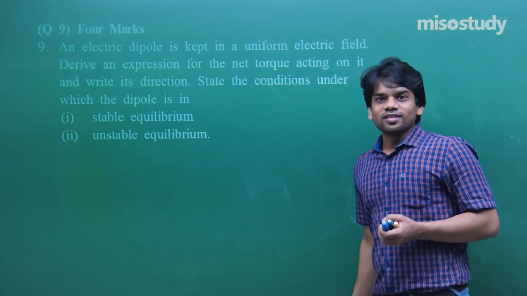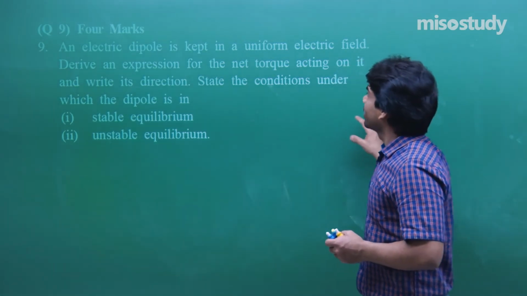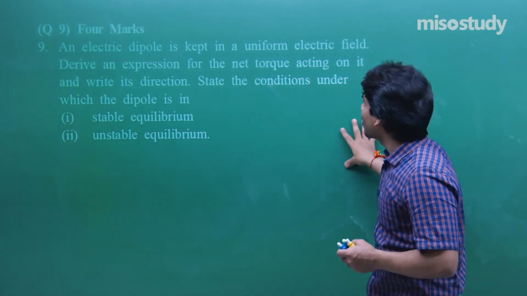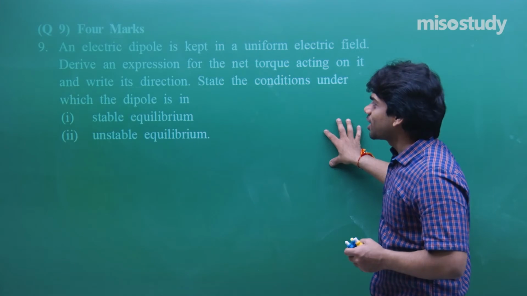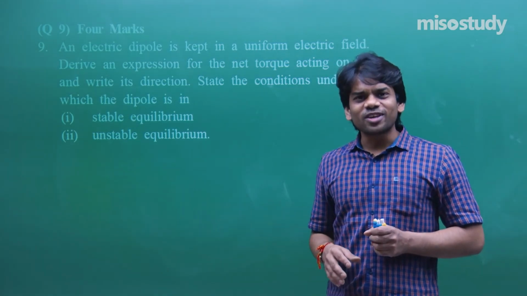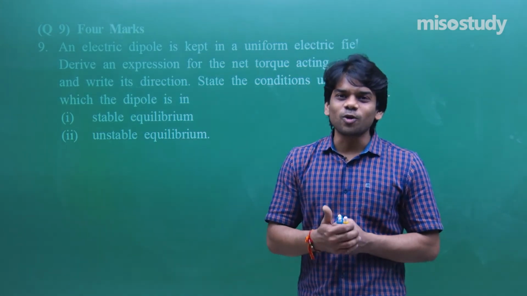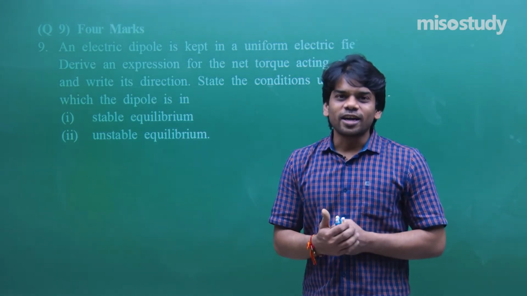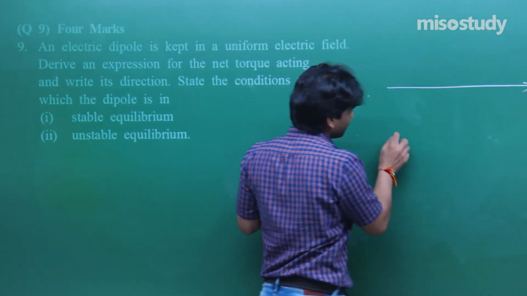Four marks question. After 3 marks, we have 4 mark question. Question number 9. An electric dipole is kept in uniform electric field. Derive an expression for the net torque acting on it and write its direction. State the condition under which the dipole is in stable equilibrium and unstable equilibrium. Torque derivation we have done already in the regular class. Not too tough. We have already derived how to evaluate the value of torque. And if you have missed it, I will just give you a quick recap.